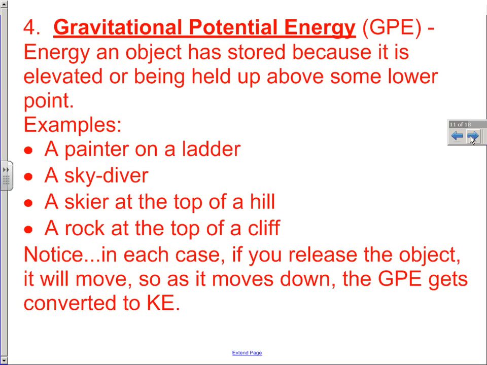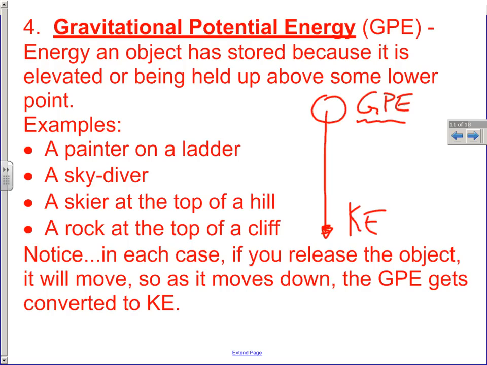So anything that's elevated, a skydiver, a skier at the top of a hill, a rock at the top of a cliff, any of these objects are elevated, so they've got all this gravitational potential energy. And then when you release it, the object will fall, and as it falls, it loses height, so it loses GPE, and in return, it gains kinetic energy as it goes faster and faster.